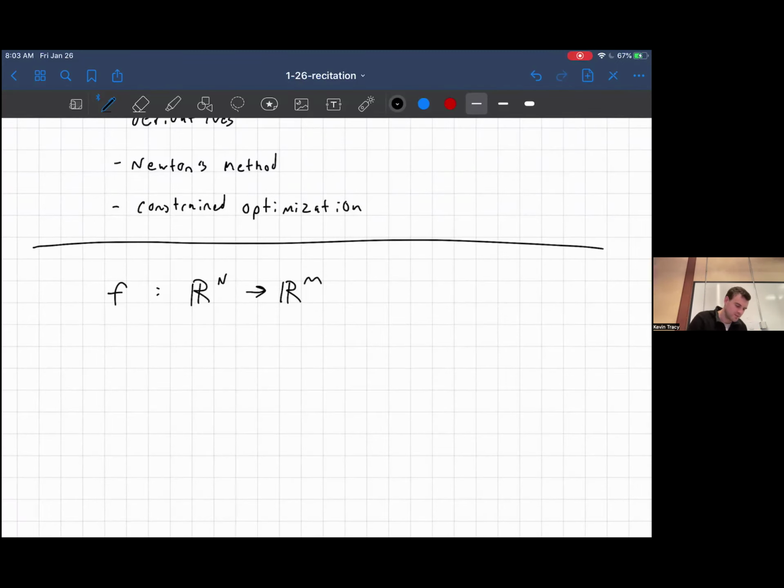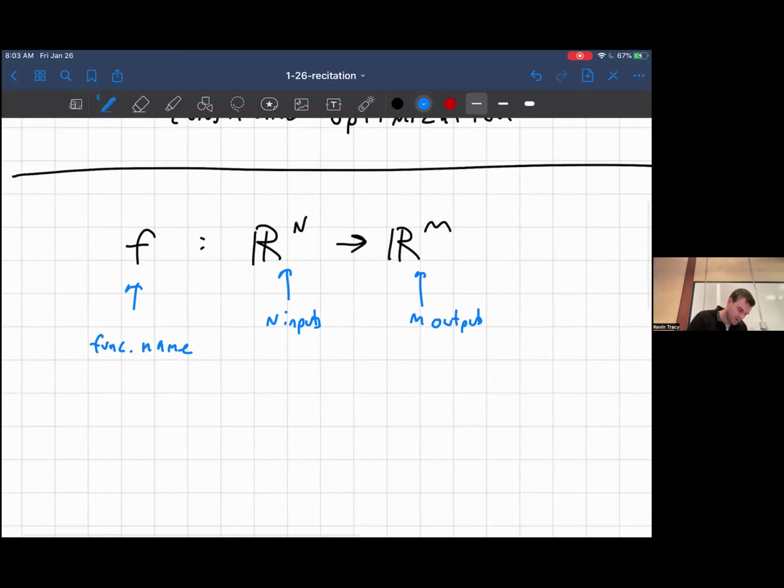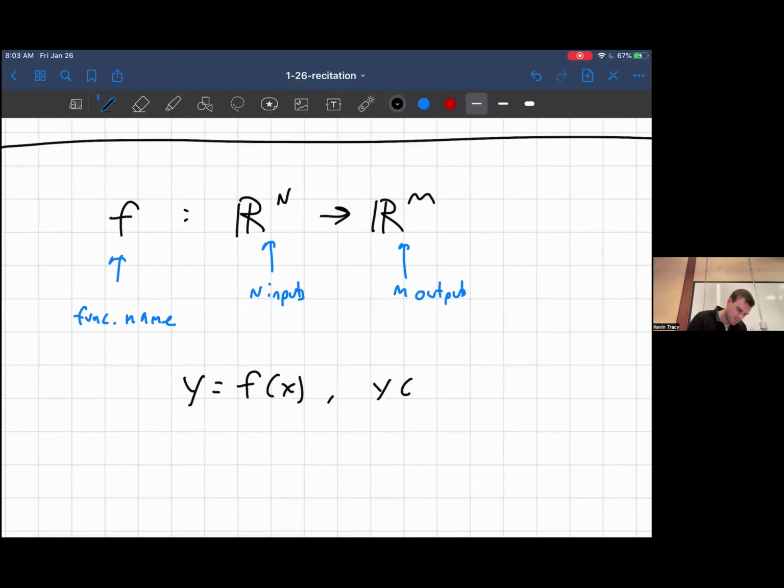So when you write this right here for a function f, what this means is func name, and then it just means there's n inputs, m outputs. And again, we're assuming here that there's like a vector coming in and a vector coming out. So if I have y equals f of x, what I'm saying is that y is a vector in Rm, x is a vector in Rn.